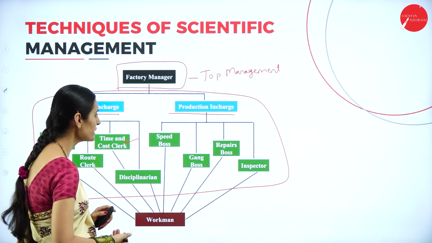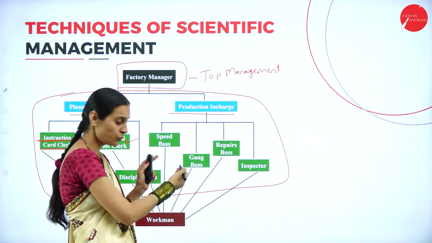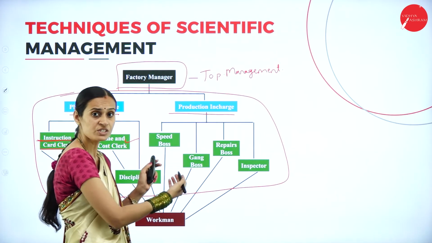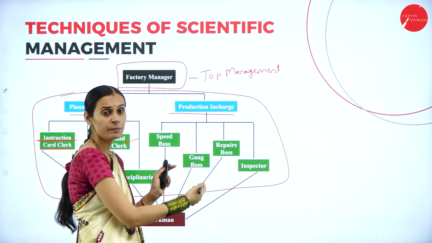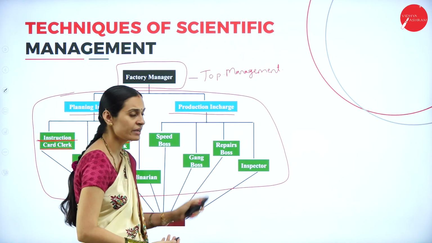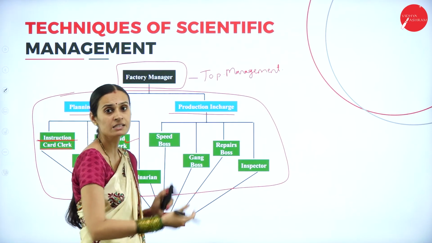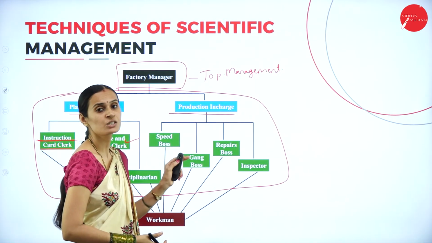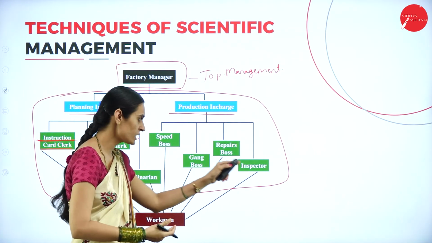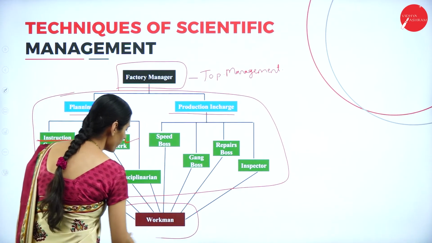The next one, production in charge, starts with speed bosses. The speed boss gives the targets to finish the work to workmen. The gang boss looks after a certain group of people, arranging and managing the works. The repair boss repairs the system if anything goes wrong. And the inspector does the inspection work. So these are all the works directed to the workman.